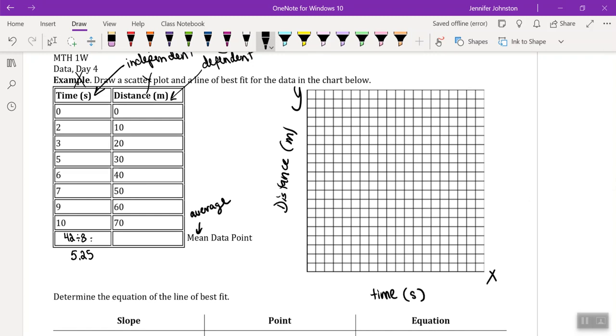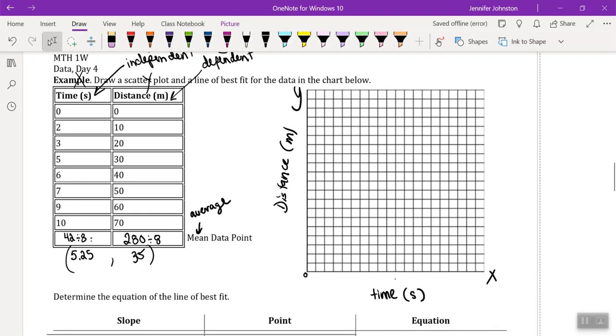And then we're going to do the same thing with the distance. So we're going to add these all up. 10 plus 20 plus 30 plus 40 plus 50 plus 60 plus 70. And we get 280. And what do we do with that number? Divide it by 8 again. And we get 35. So this is a point that we are definitely going to graph. And we want our line of best fit to also go through that point because it is the average point out of all of our pieces of data.